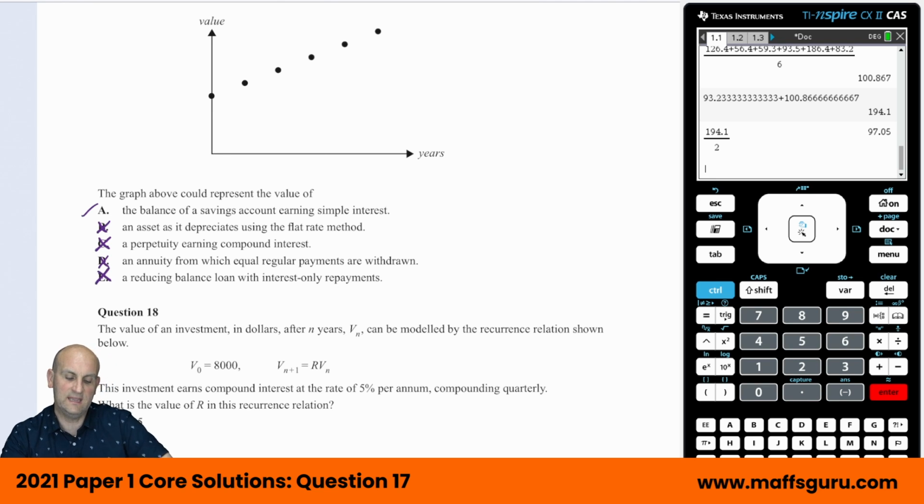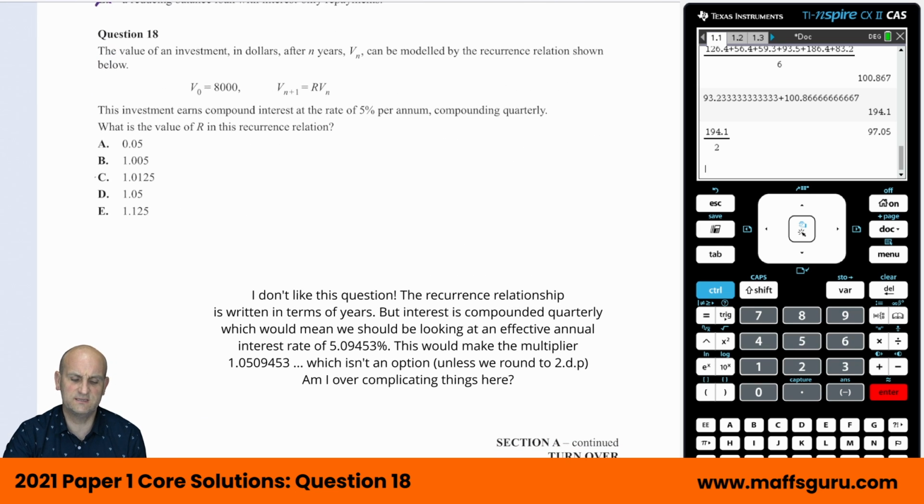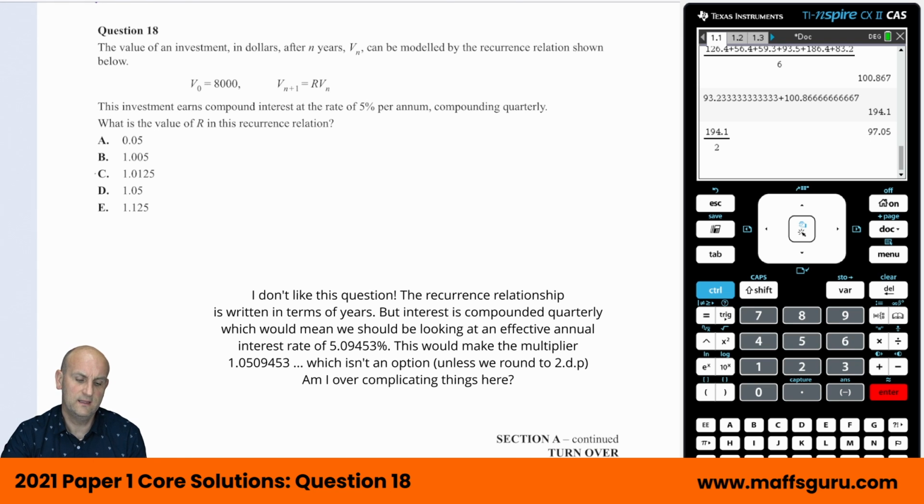I'm just going to think about D again. An annuity from which equal regular payments are withdrawn. No, it can't be. With an annuity the money's going down. That's the whole point of an annuity. So as far as I'm concerned, A is the correct answer. And because it's the first question, it's supposed to be relatively simple, all right?